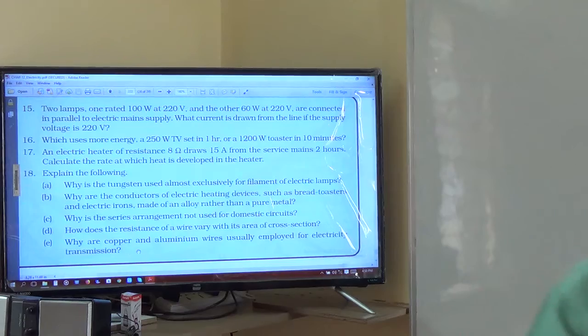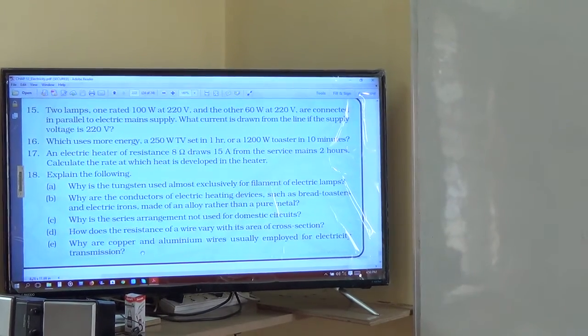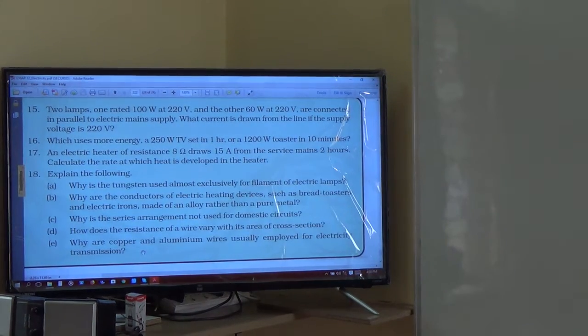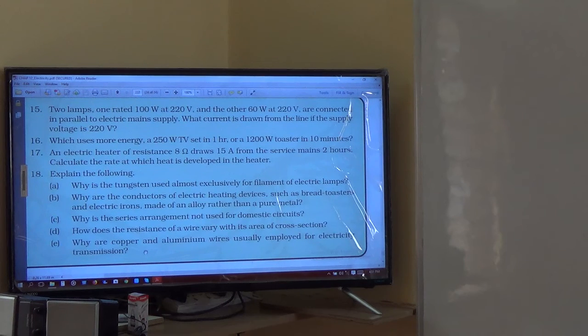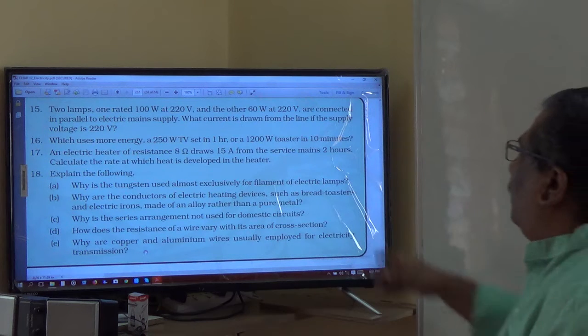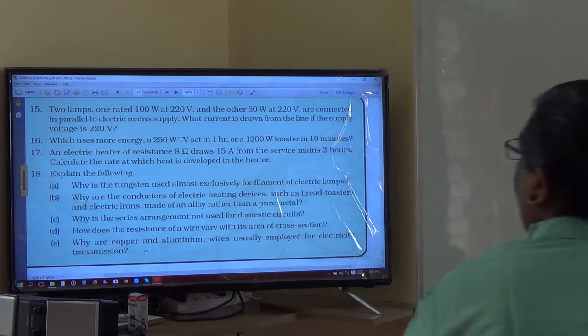Two lamps, you can read the question. Yeah, we look into this problem, we will solve here. 15th question. Two lamps are connected, the power rating is given, and those are connected in parallel combination, and you have to calculate the current drawn from the line if the supply is this.